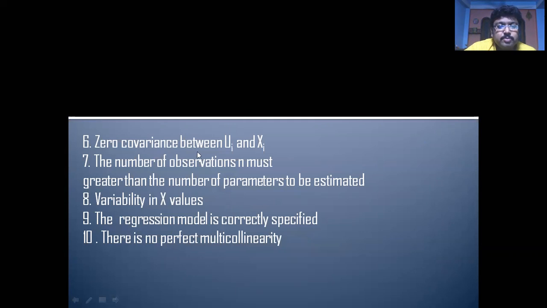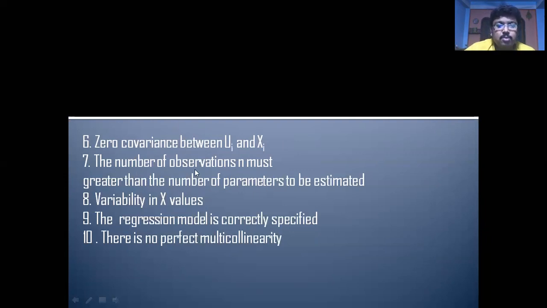Now, zero covariance between ui and xi. In the same way as I mentioned in assumption 5, the covariance of ui and xi is the expectation of ui minus expectation of ui, multiplied with expectation of xi minus expectation of xi. So this should be zero. This is the disturbance term, and this is the independent variable. So both are completely independent, and in that case the zero covariance is there.